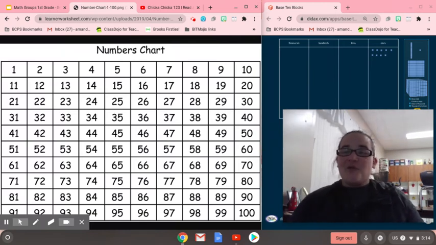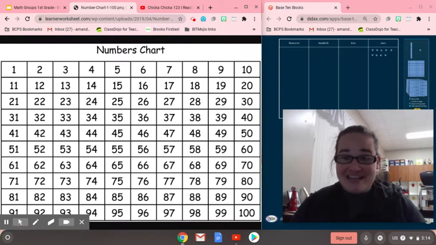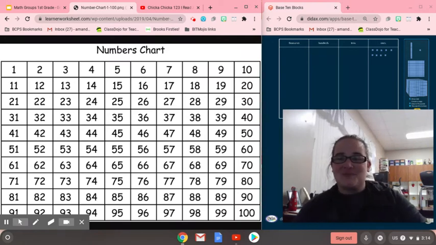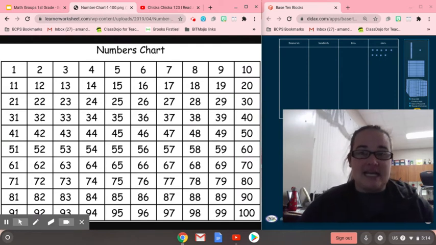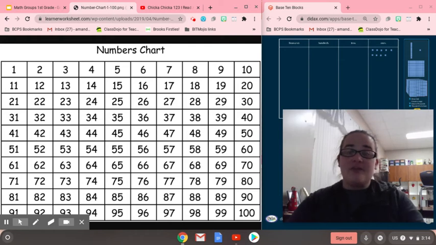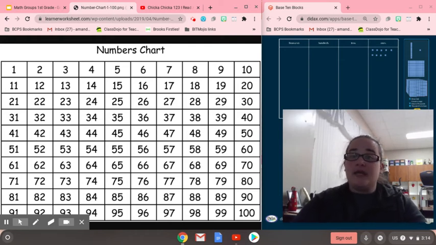All right. We are going to read Chicka Chicka 1, 2, 3. And you know how much Miss Neal loves this book. But Miss Neal wanted to show you a few things today before we got started. And the reason is because the book so far has been going in a pattern. And that pattern has been by counting by ones.